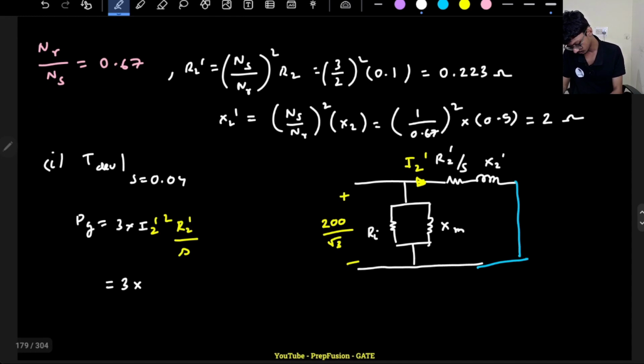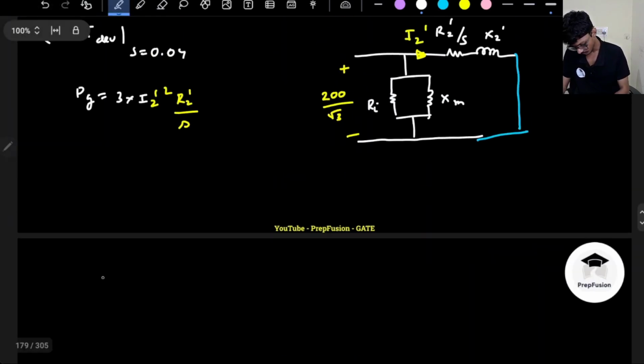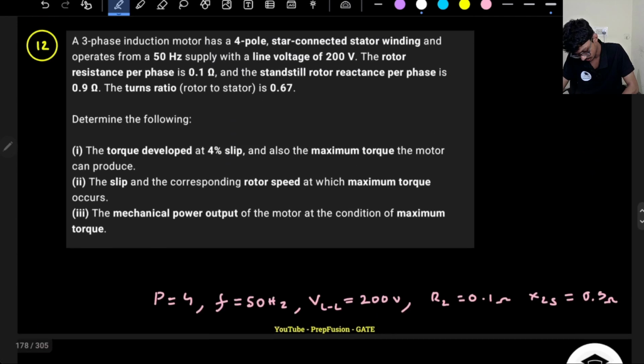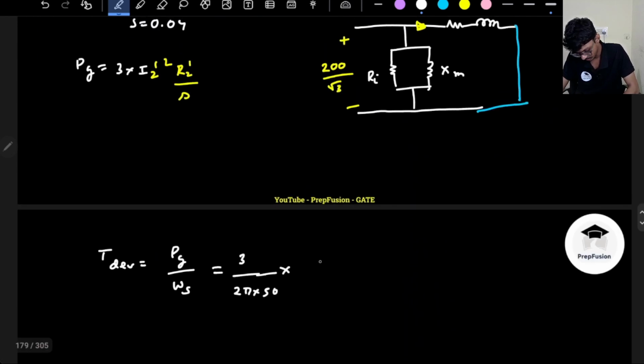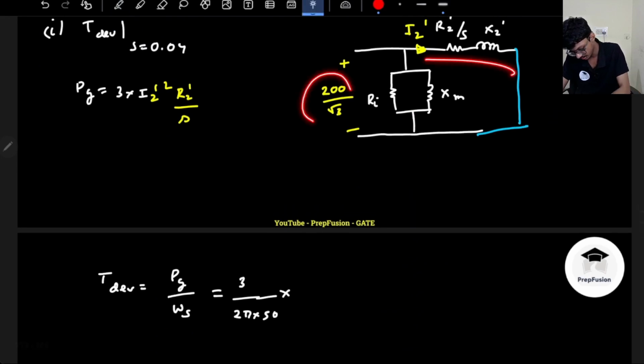So what is the developed torque? The developed torque, T developed, will be basically Pg upon omega s, right? Because slip is very low. So it will be 3 over omega s. What is omega s? Omega s is basically 2 pi f. So 2 pi into 50, it is 50 hertz, yes. 50 into Pg. Pg is this I2 whole square, right? I2 will be this voltage divided by the impedance.